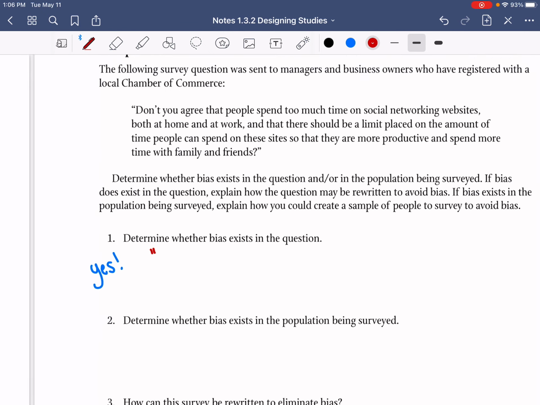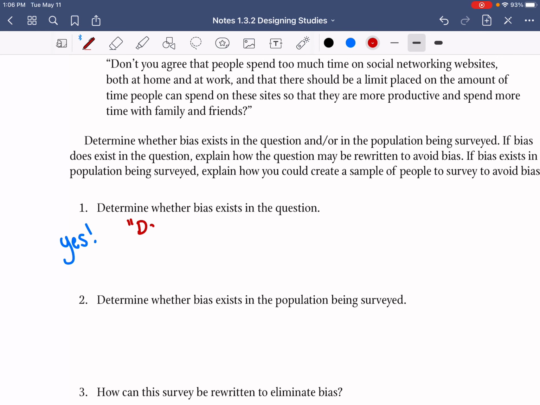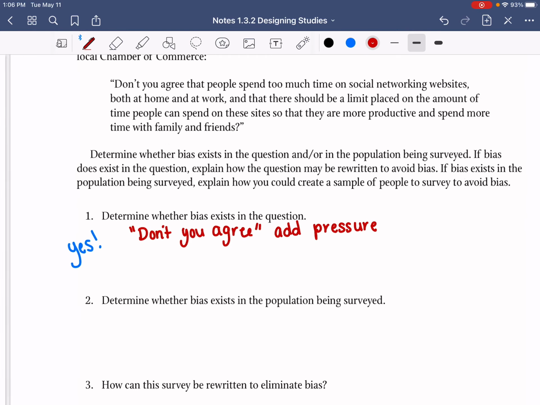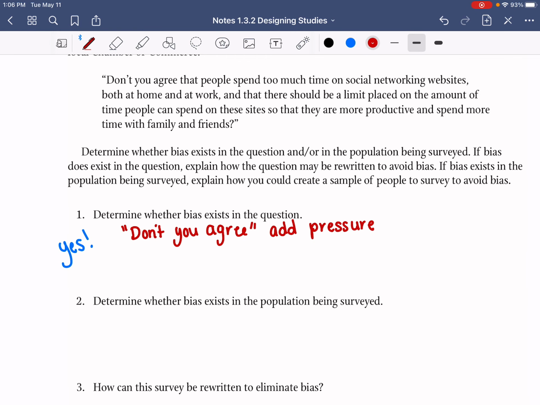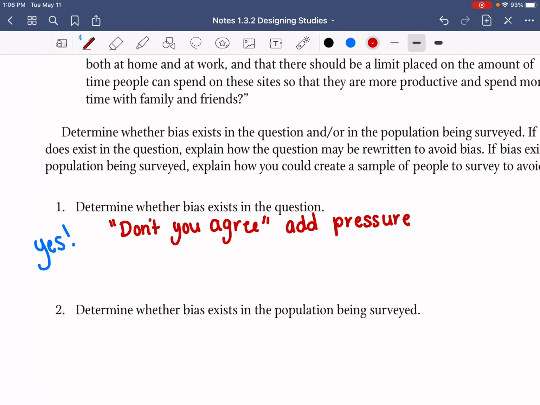It starts off with, don't you agree? That adds pressure that yes, you are supposed to agree. Then it goes to, do you think that people spend too much time on social networking sites and there should be a time limit? Things like that, too much time. It mentions having a time limit.